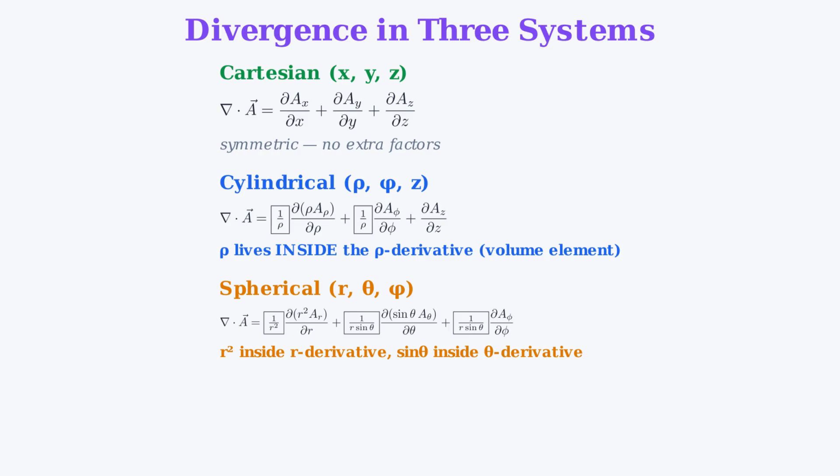The deeper why. In non-Cartesian systems, the volume of a tiny box depends on where it is. Near the cylindrical axis, a small phi sweep covers little arc. Far away, it covers a lot. The divergence asks for net flux per volume, so the formula must include those geometric factors. We will see them in action right now.